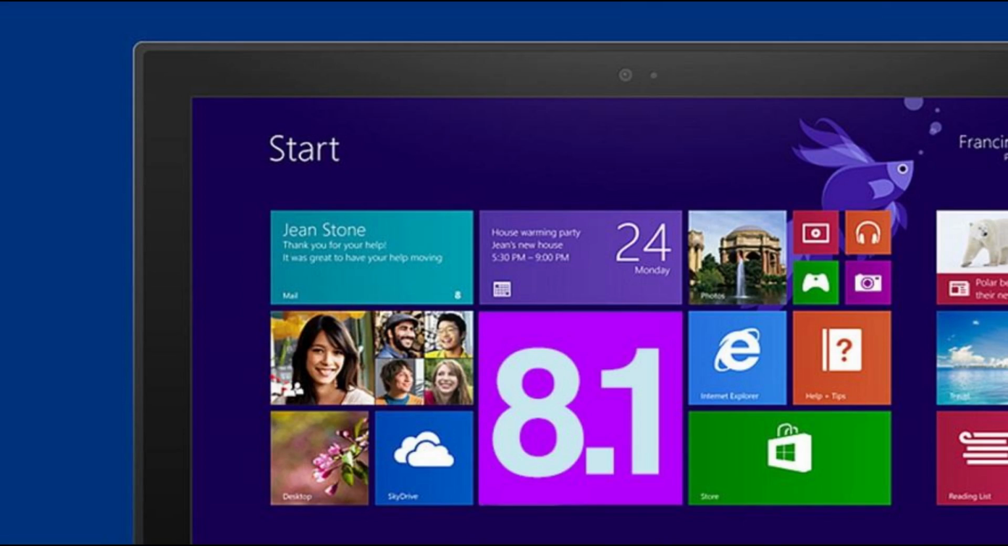Windows 8.1 also added support for then emerging technologies like high-resolution displays, 3D printing, Wi-Fi Direct, and Miracast streaming, as well as the ReFS file system.